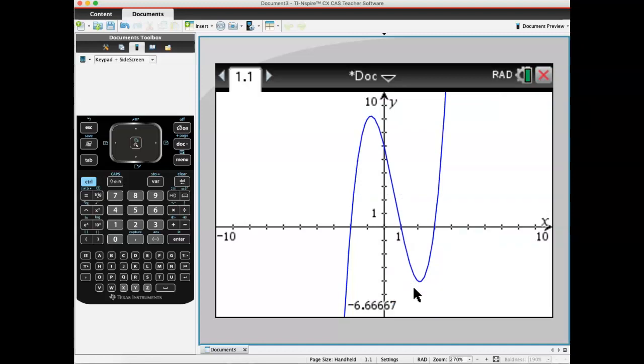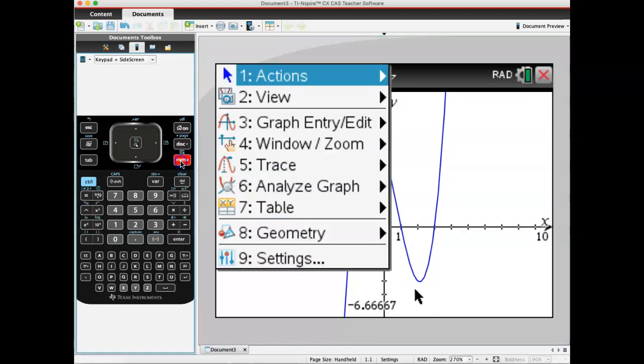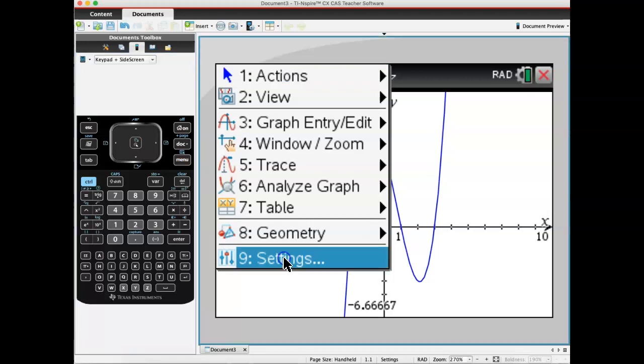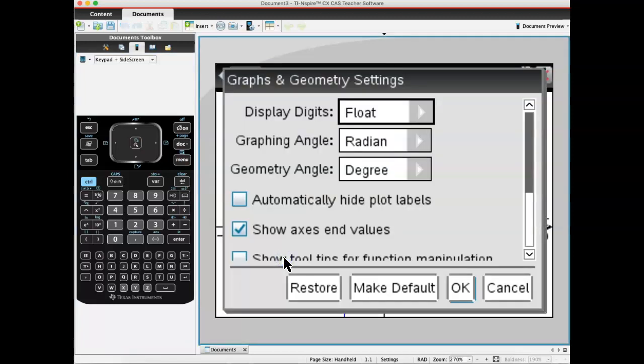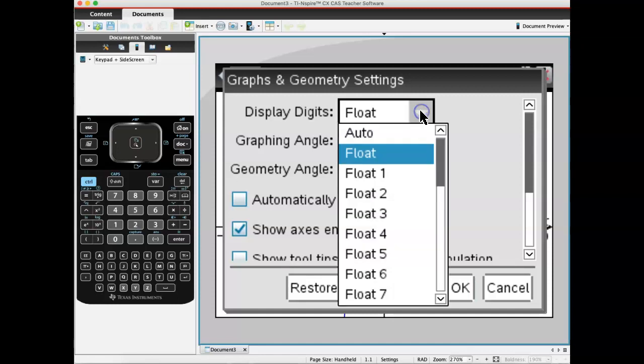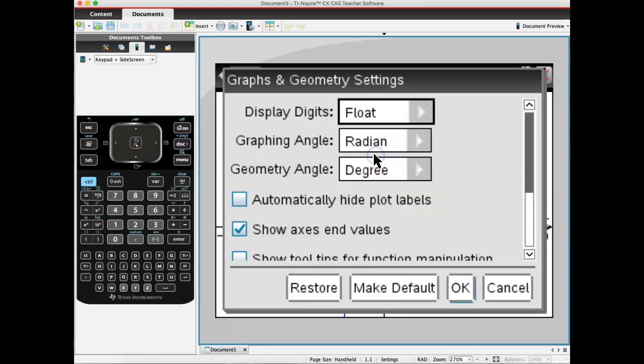Also, now that we're in a graph, you want to hit menu because decimals are just as important in graph, and this isn't going to be defaulted to float. So when you hit menu, when you're in the graph screen, hit number 9 for settings, and make sure this is just for graphs and geometry settings. Make sure your display digits are on float, okay? Not anything else other than float.